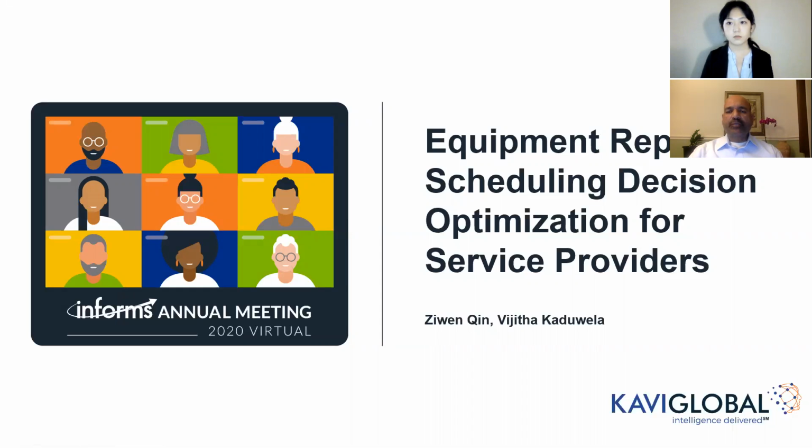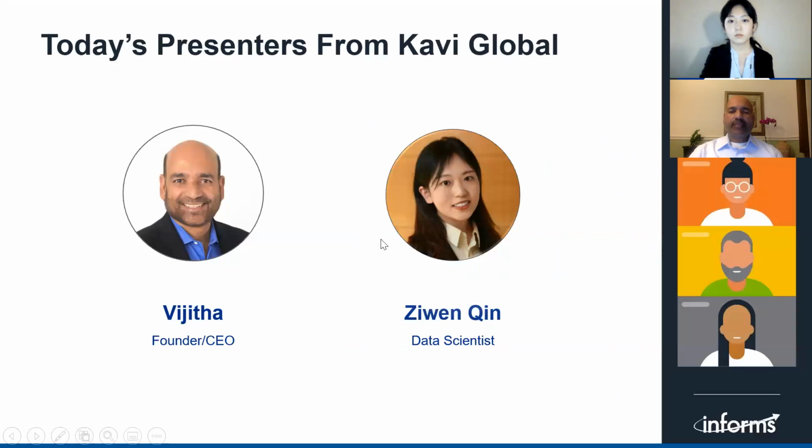Today, we are going to talk about equipment repair scheduling decision optimization for service providers. My name is Vijita Kaduvela. My colleague Zuen Chin, a data scientist, is joining me for today's presentation. We are from Kavi Global. Kavi Global is a data engineering and data science company based in Chicago. We specialized in software solutions and services.